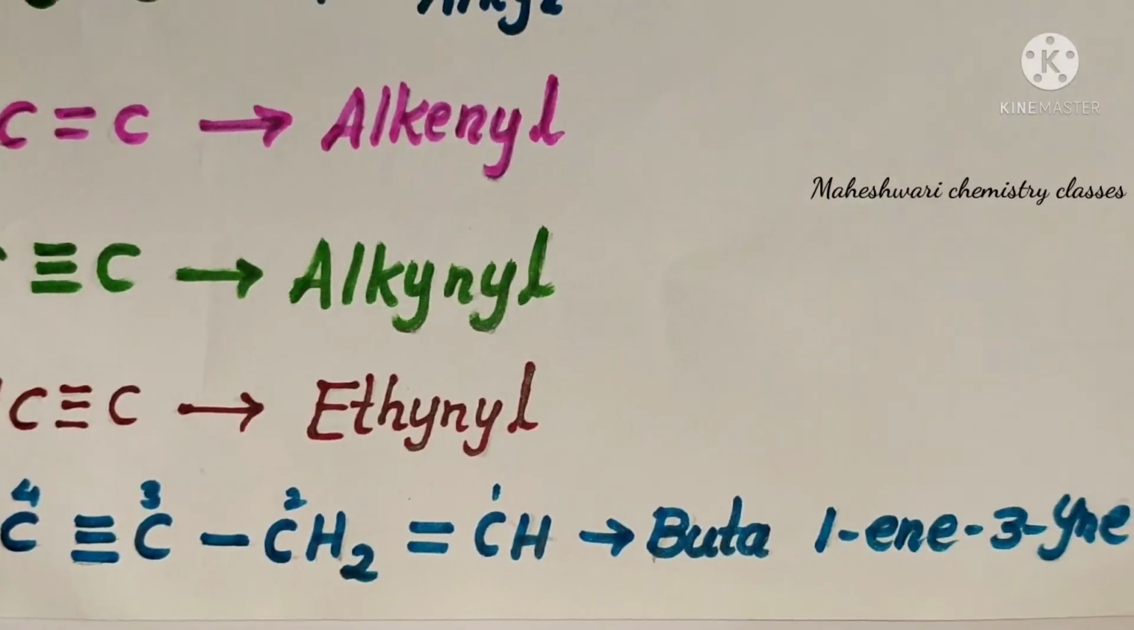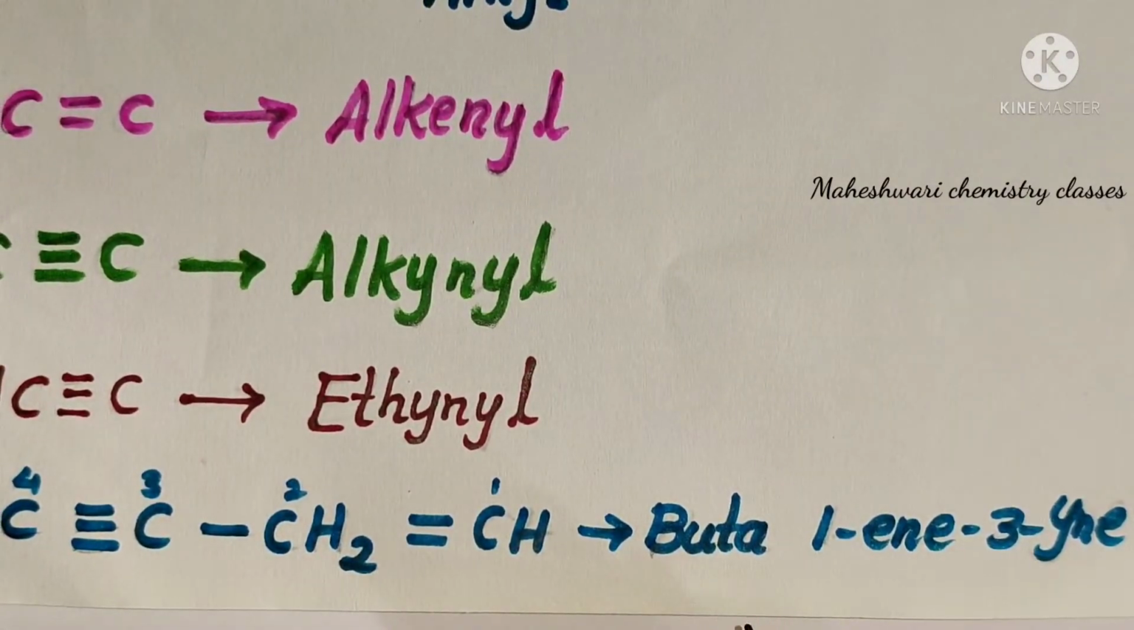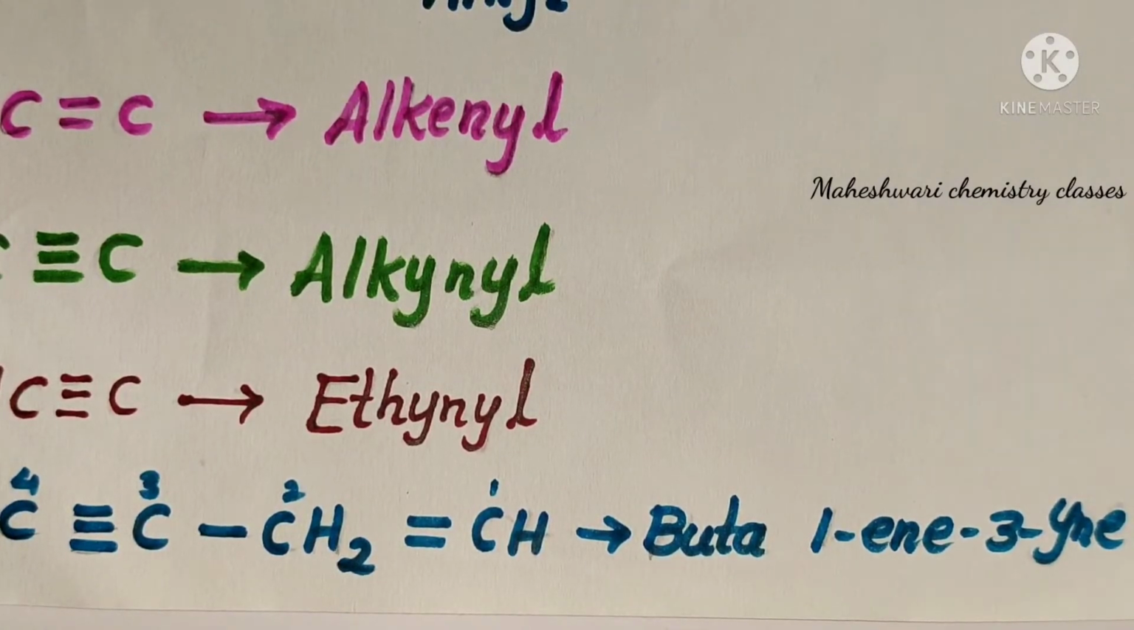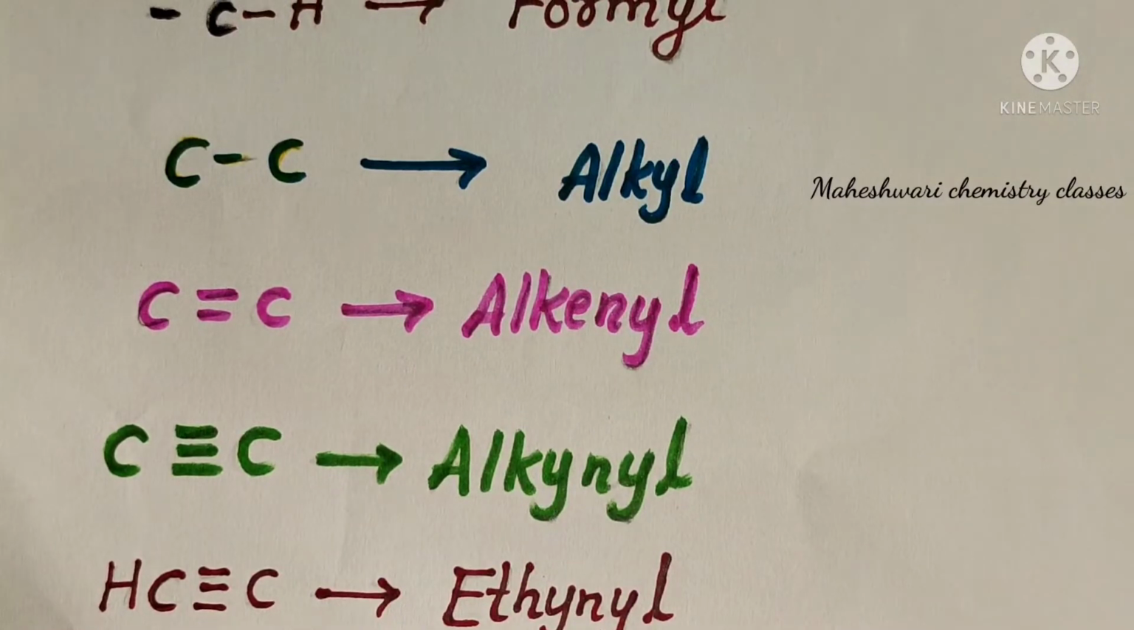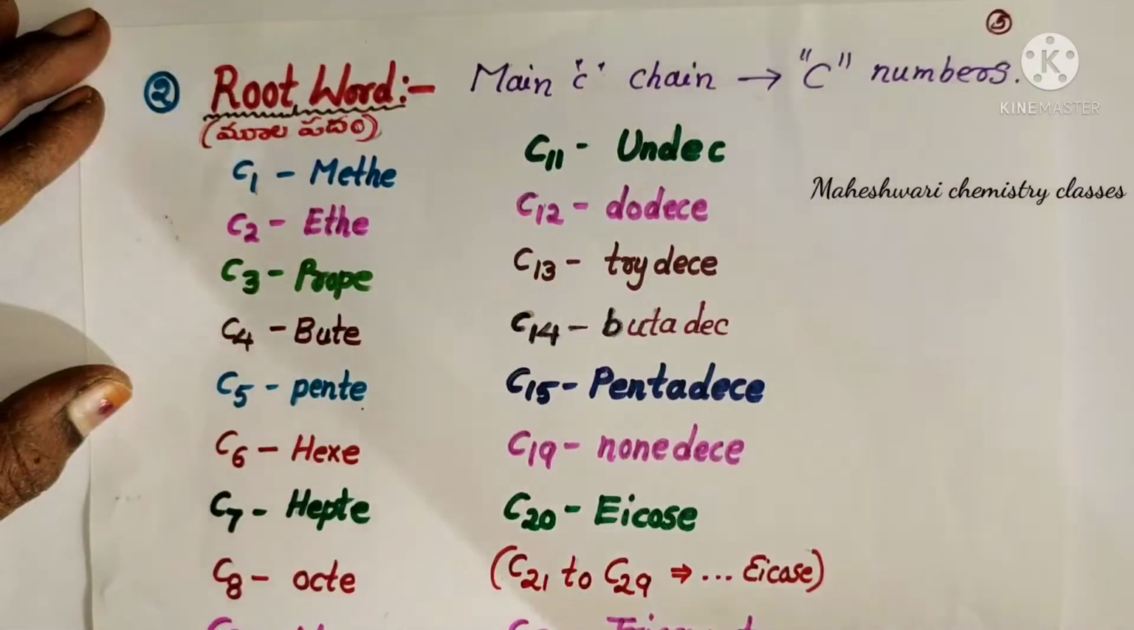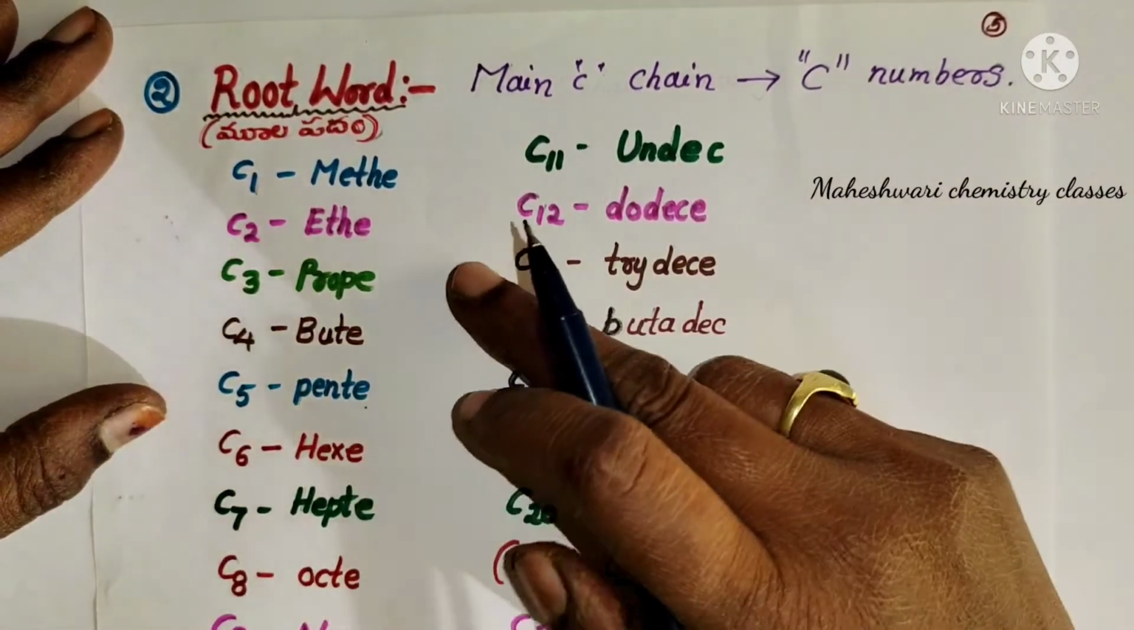For this IUPAC nomenclature purpose, there are some rules. We may learn those rules in the next class. Next, what do we have to learn? We have to learn the root word. Root word is nothing but moola padam.